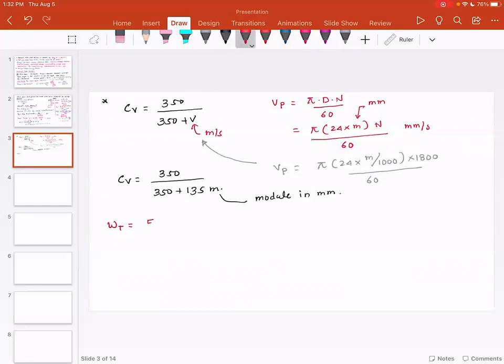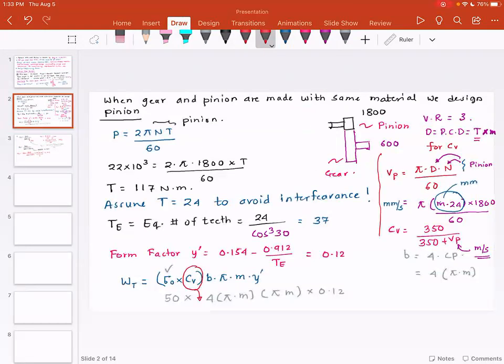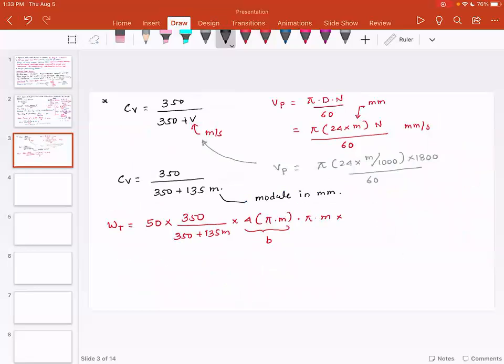So the next step is to take this CV equation and plug it in for the equation of Wt. Wt is equal to 50. I'm just substituting the values. 350 divided by 350 plus 135 m, multiplied by 4 times pi times m. This is b. Then we have pi times m multiplied by the form factor 0.12.